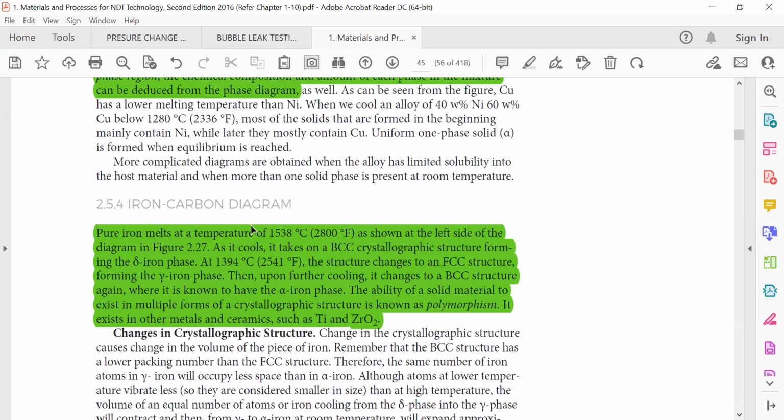Sorry. Pure iron melts at a temperature of 1538 degrees centigrade. Left side of the diagram, figure this. So BCC crystallographic structure, delta iron phase. At 1394, the structure changes to FCC structure, that is gamma iron phase. The ability of a solid material to exist in multiple forms of crystallographic structure is known as polymorphism. So it exists in other metals or ceramics such as titanium and zirconium.